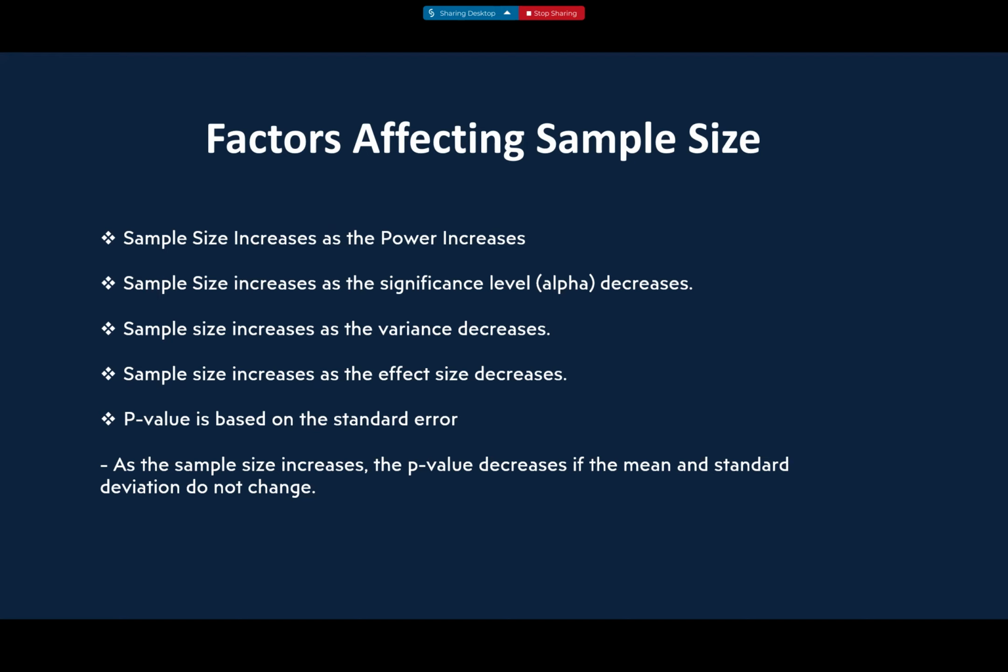So as our sample size increases, we have a smaller effect size. And then our p-value is based on the standard error. So as the sample size increases, the p-value decreases if the mean and standard deviation do not change.